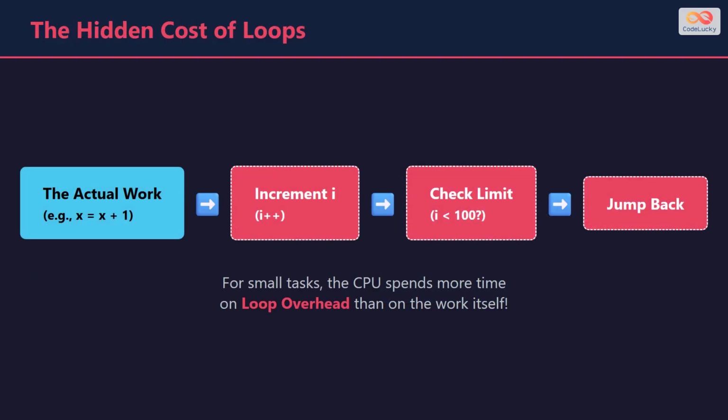To understand why this helps, look at what really happens in a loop. You have the actual work you want to do, but you also have overhead. For every single iteration, the computer has to increment a counter, check if it has reached the limit, and then jump back to the start. For very small loop bodies, the processor might spend more time managing these logistics than doing the actual work.